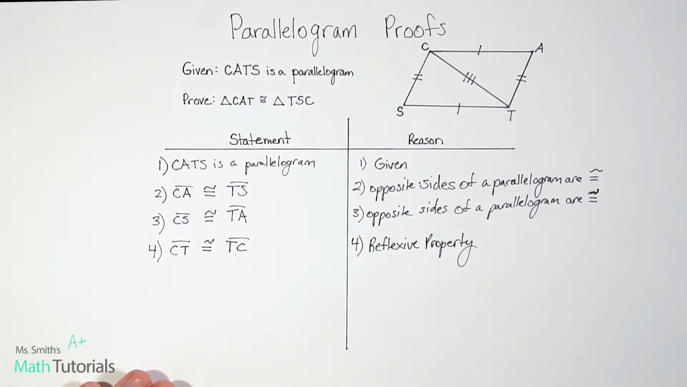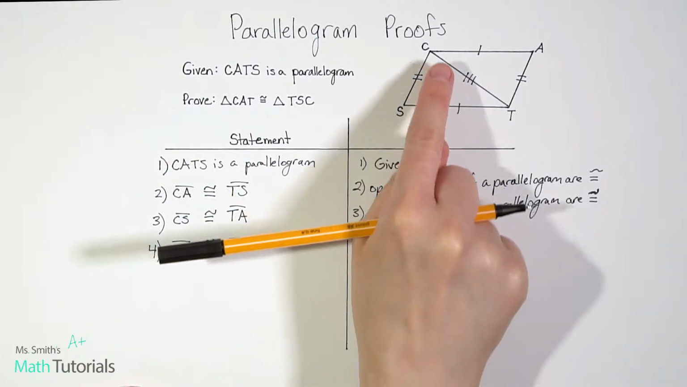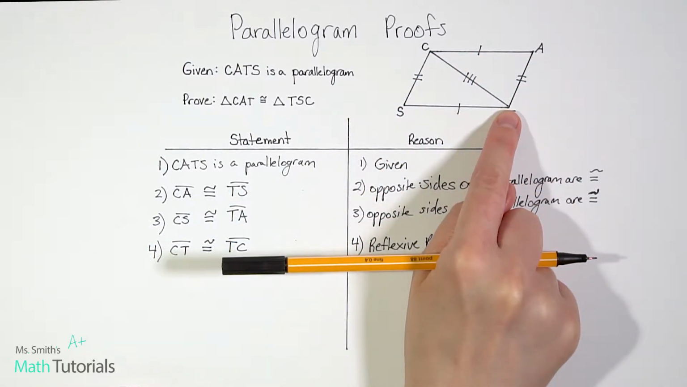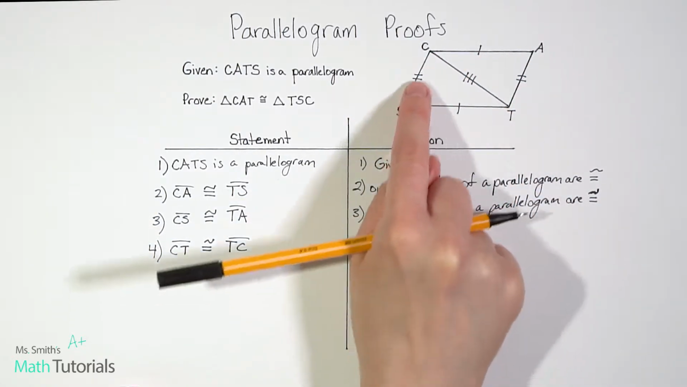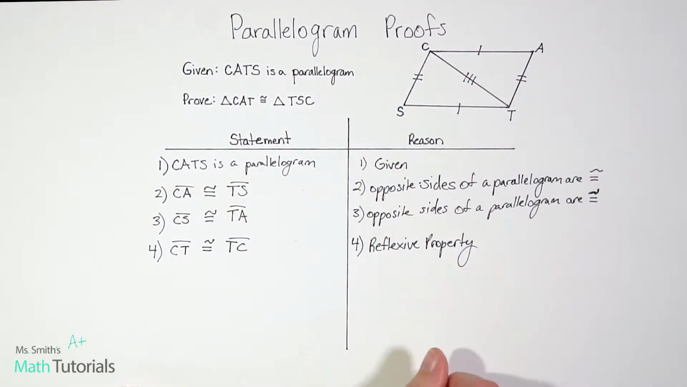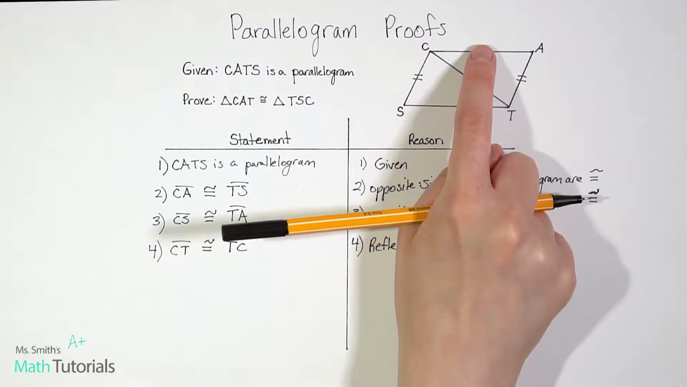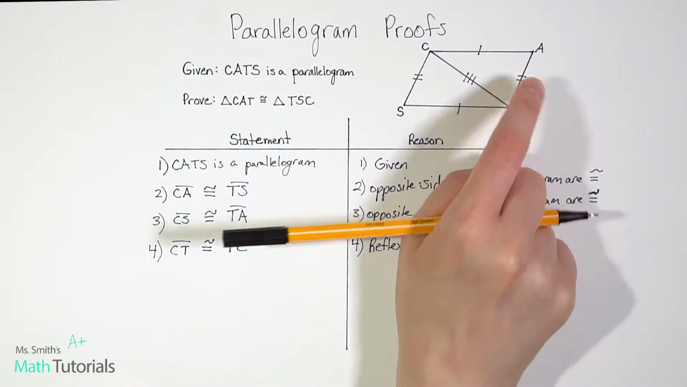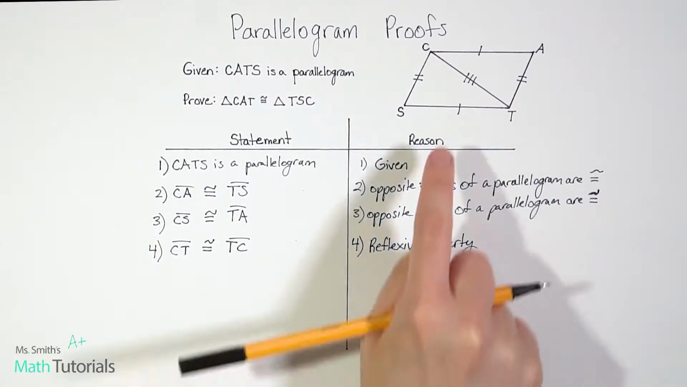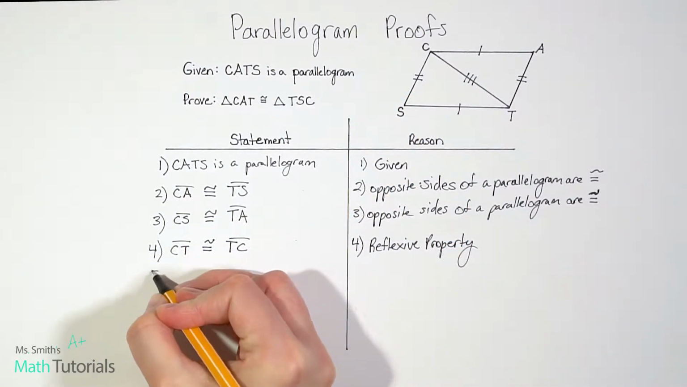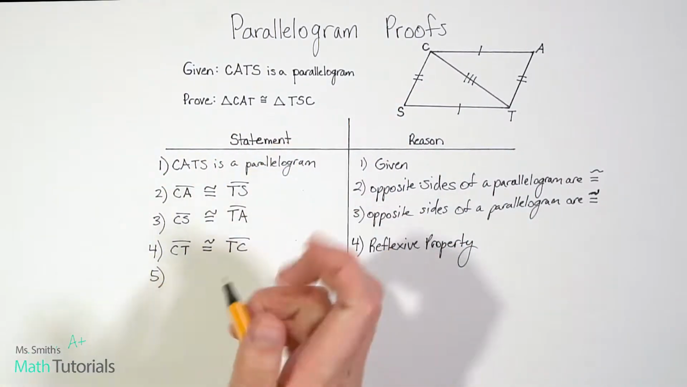So in the reflexive property, what we're saying is something is equal to itself. And it's a very common property that we use in proofs. So now, at this point, we can say that triangle CAT is congruent to triangle TSC, that these two triangles are congruent to each other based on the triangle congruency of side, side, side, right? All of the sides are congruent to each other, side, side, side. So we can now say our proving statement.